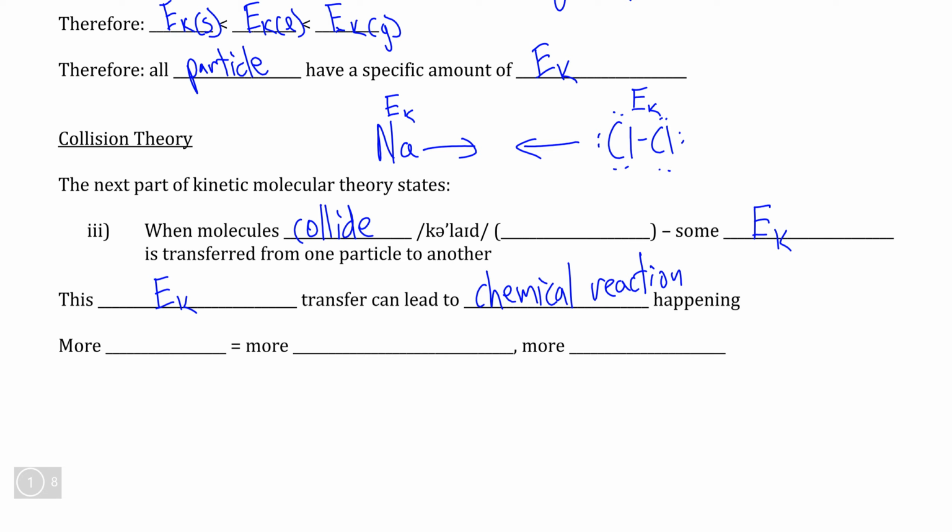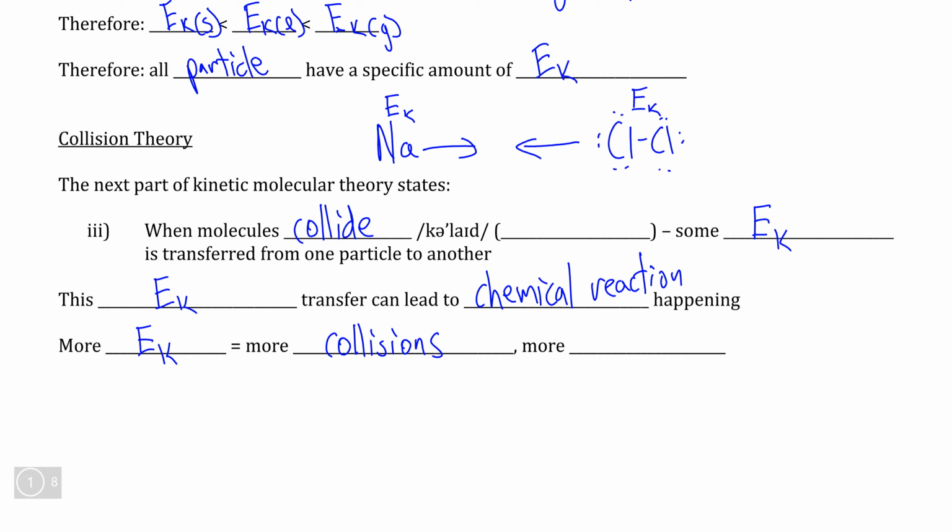Using this idea, we can come up with a fairly simple relationship between the amount of kinetic energy and the rate at which chemical reactions occur. The more kinetic energy particles have, the more likely they are to collide with each other, and the more collisions we are likely going to end up with.